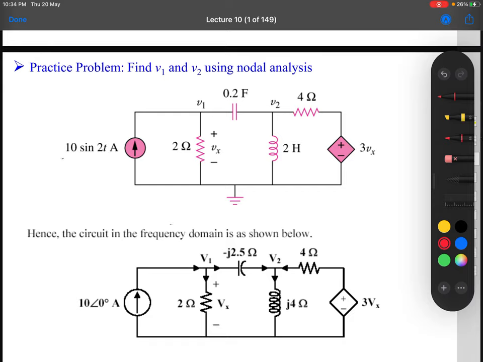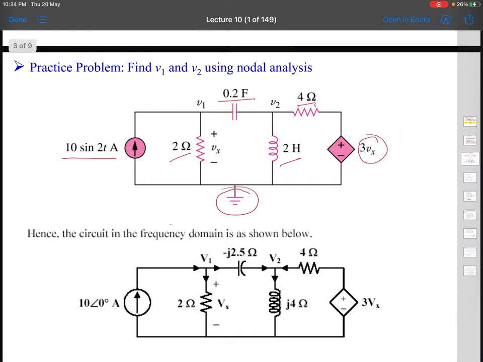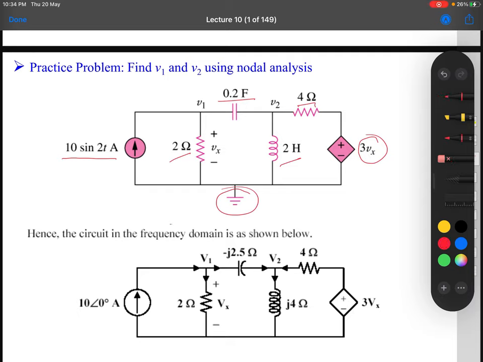So let us first see this time domain circuit in which you have the source 10 sin 2t, where 2 is the radian frequency omega, and these are the values: 2 ohms, 0.2 farad, 4 ohms, and 2 henry, and so on. And this is 3 times Vx. So this is all we have in the time domain circuit, and this is taken as the reference. Now what we have to do is first transform it into a frequency domain circuit. Basically, you transform the sources into phasor domain. So this 10 sin 2t becomes 10 angle 0, because the frequency information is not kept here. So 10 angle 0, because here the phase angle is 0.